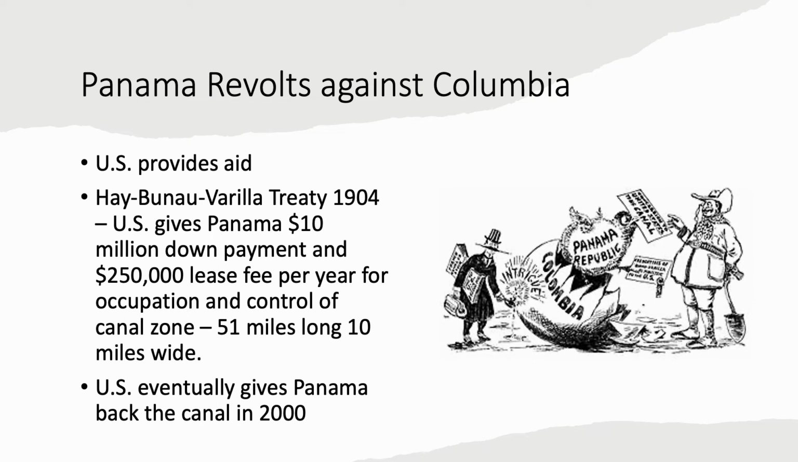As part of this, the United States agrees to give Panama $10 million as a down payment for the land where they want to build the Panama Canal. In addition to that, the United States will pay a lease fee every year that they occupy the canal zone, and they'll give Panama $250,000 a year. The canal zone now is going to be 51 miles long, and instead of 6 miles wide, 10 miles wide. The United States actually eventually gives Panama back the canal in the year 2000, but up until the year 2000, the U.S. had control of this region, just where the canal is, though.